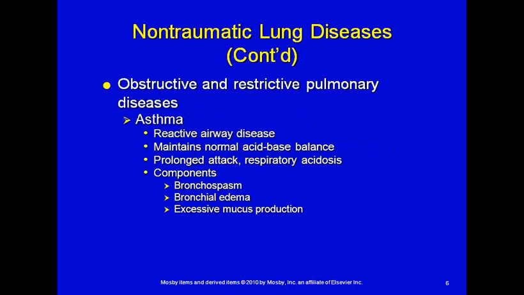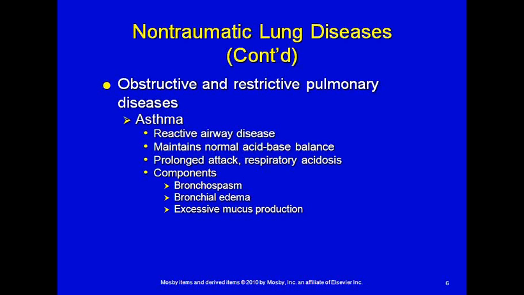Asthma is one form of obstructive and restrictive pulmonary disease, or what we like to call COPD, chronic obstructive pulmonary disease. It includes a variety of diseases like asthma, like emphysema, like bronchitis. And asthma is also known as a reactive airway disease because you have asthma, but you're not always having an asthma attack. You're not always wheezing, those sort of things. But there's a trigger that your airway reacts to, causing an increased secretion of mucus and tightening of the bronchioles.